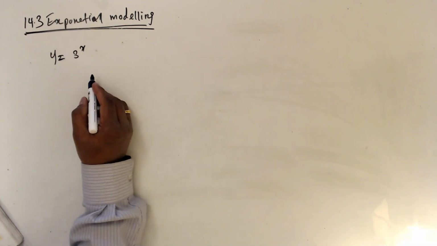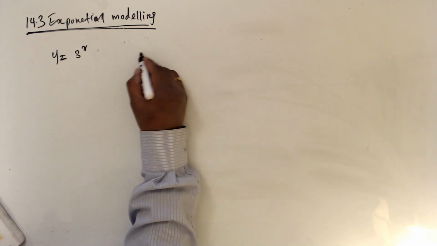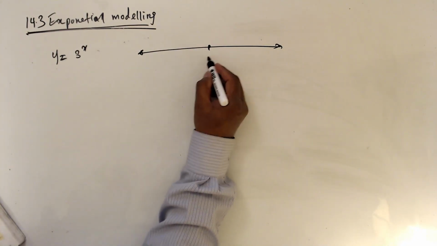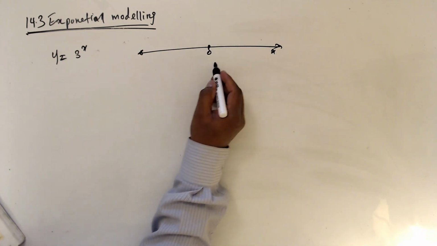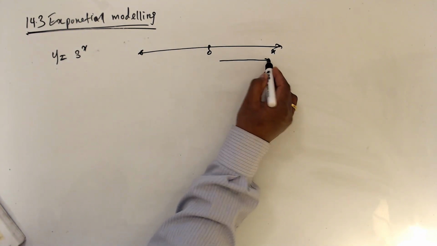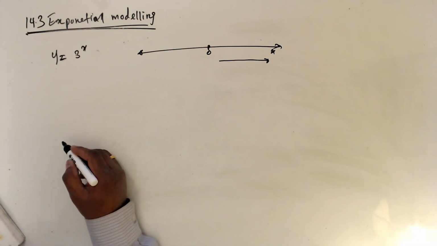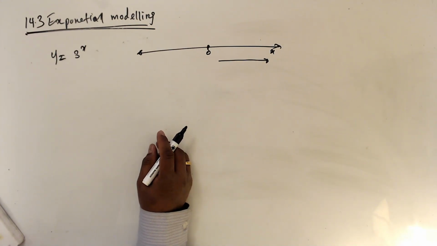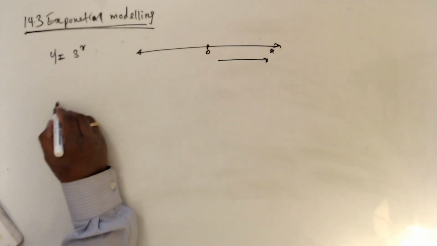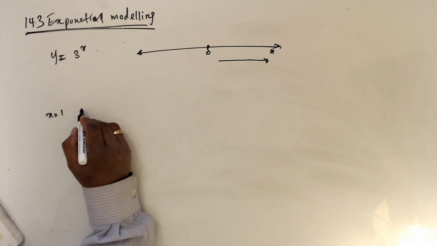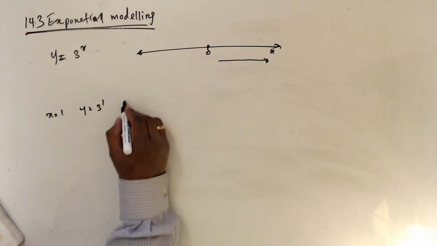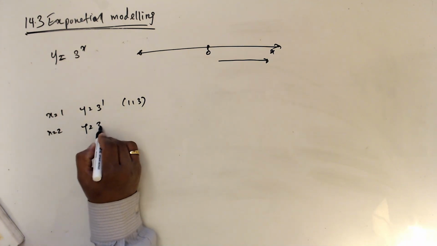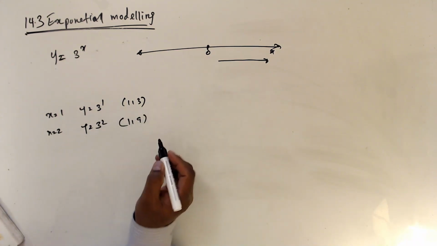Now, what will happen when the x value is increasing, let's say from 0 to positive infinity? What will happen to the y value? When x equals 1, y equals 3 to the power 1, so the coordinate is (1, 3). And when x equals 2, y equals 3 squared, so the coordinate is (2, 9).